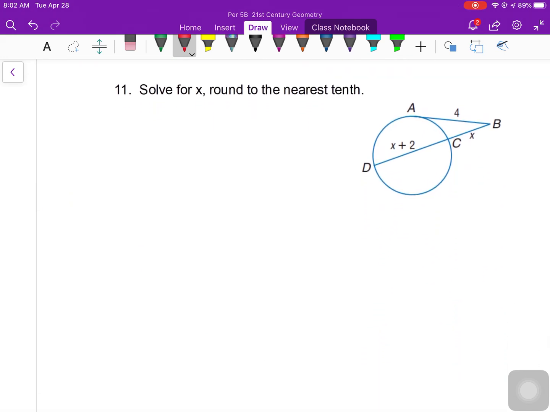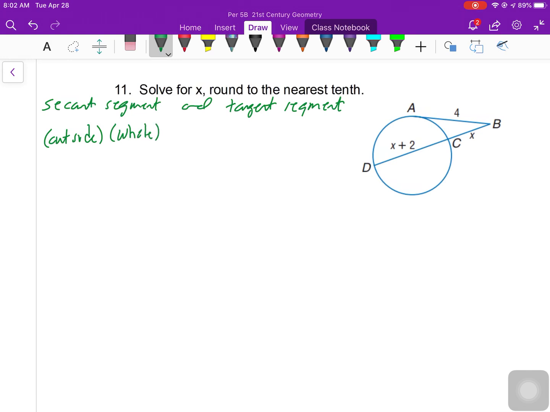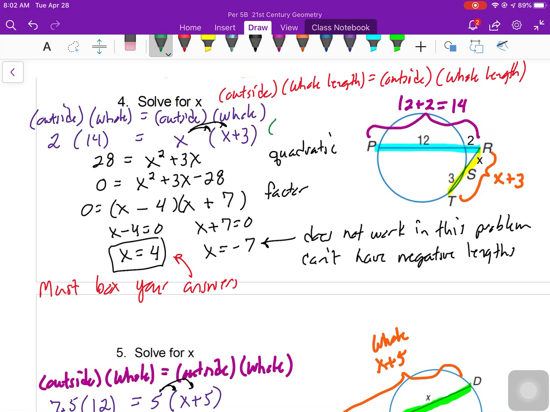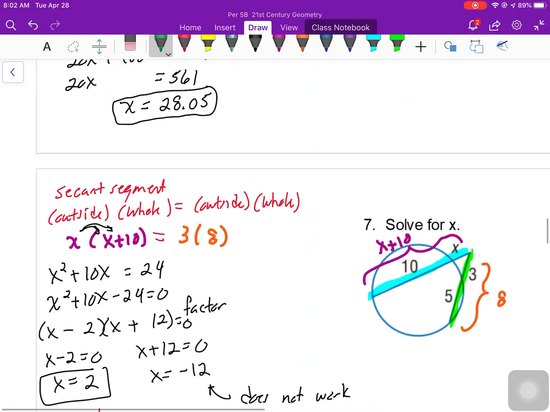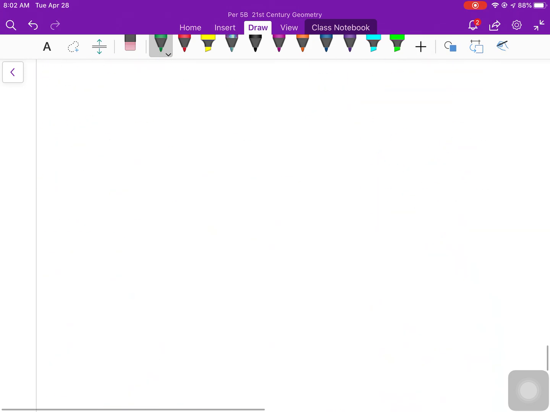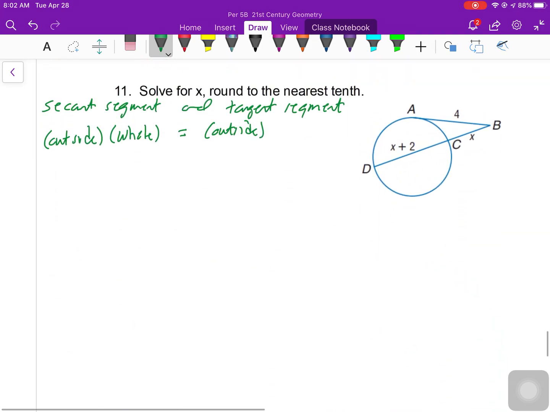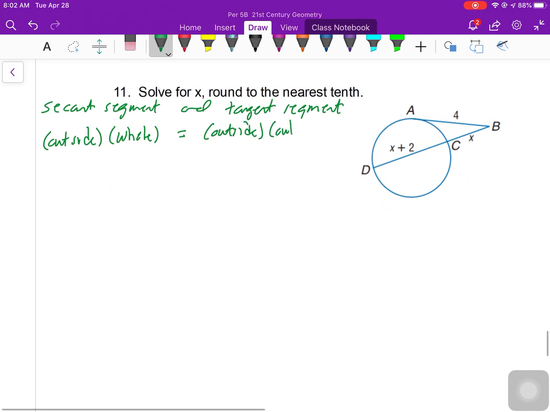Let's try one more example in this lesson. So when we look at this one, this is one of those where we have a secant segment and a tangent segment. We just did a secant segment, so we know that's where we take outside times whole length. And just to remind you, for the tangent segments, we only have an outside, so we take outside times outside.